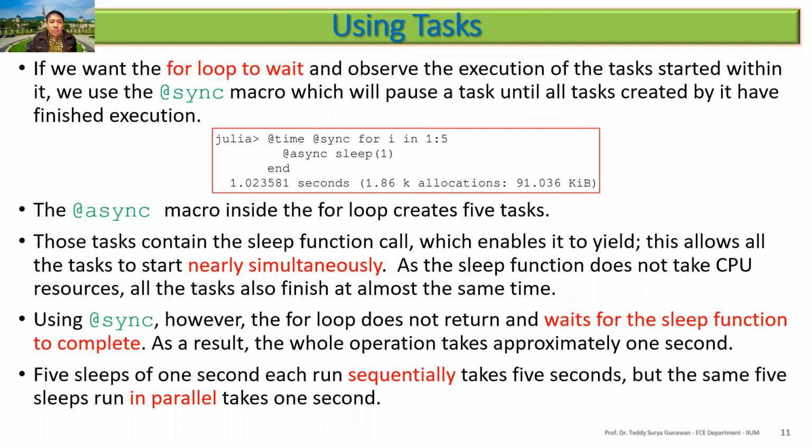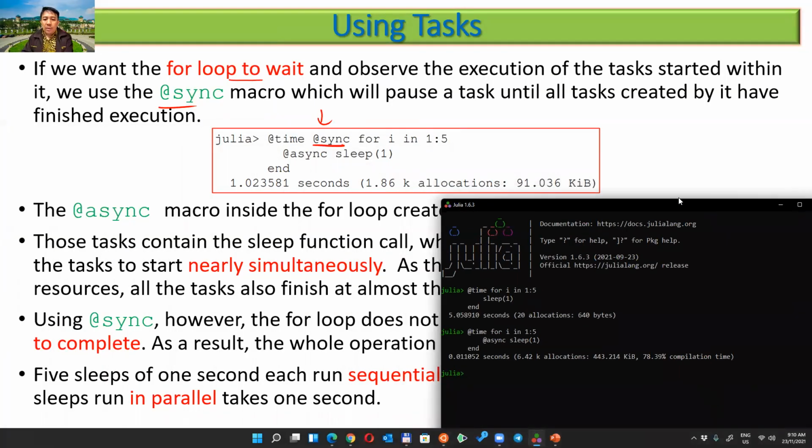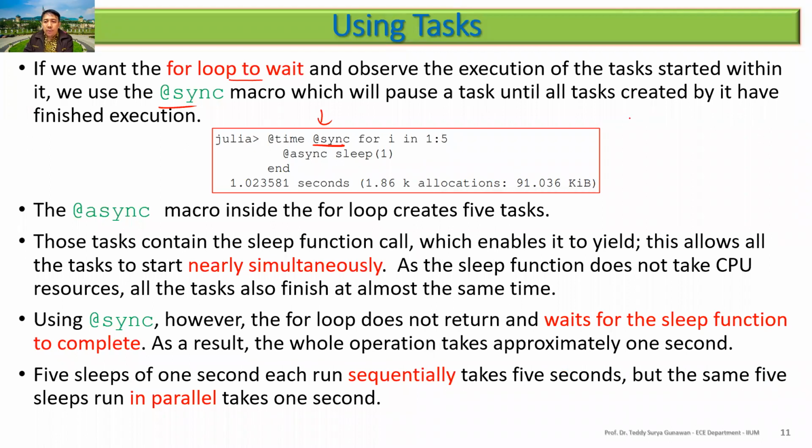If you want the for loop to wait and observe the execution of the tasks started, we use the sync macro. So we put the sync macro here, around all 5. Then if you run like that, what will happen? It will wait. So I put time here and then sync. I need to synchronize, I mean it will wait. In my case, it takes 1.037. Five are running in the background.